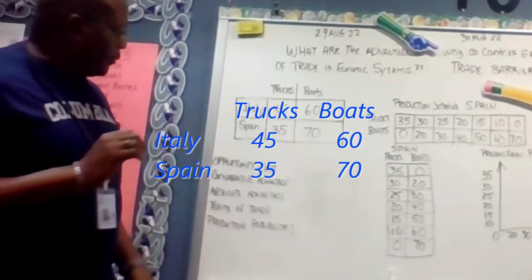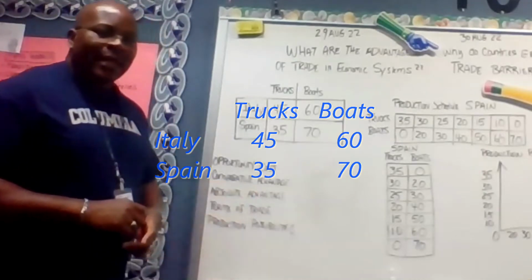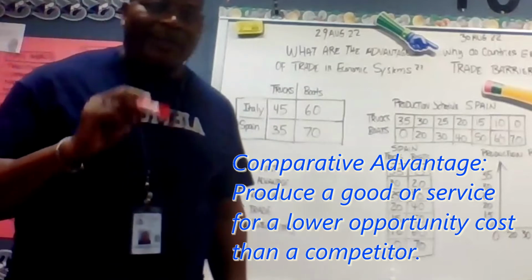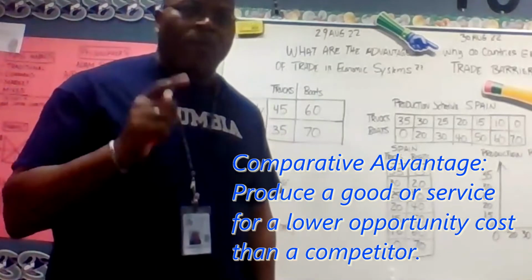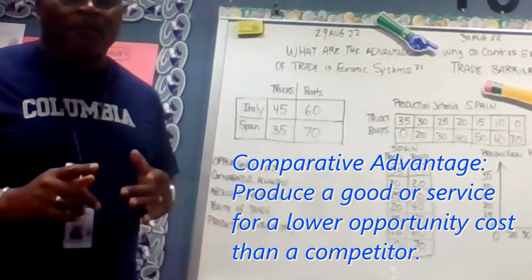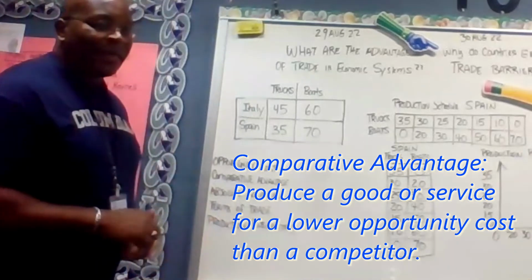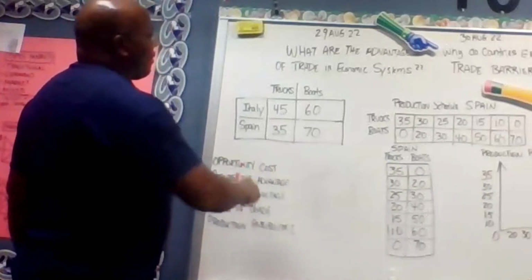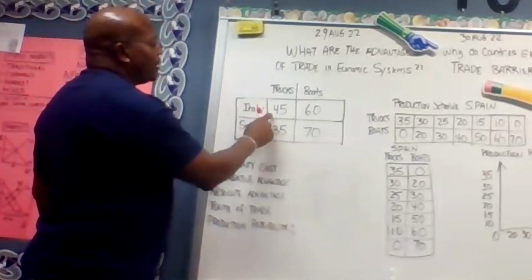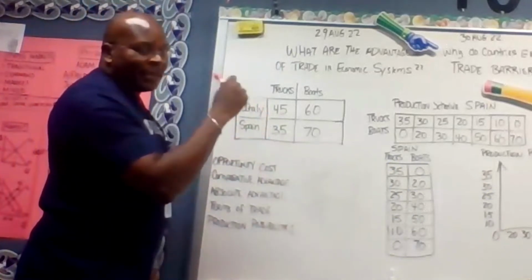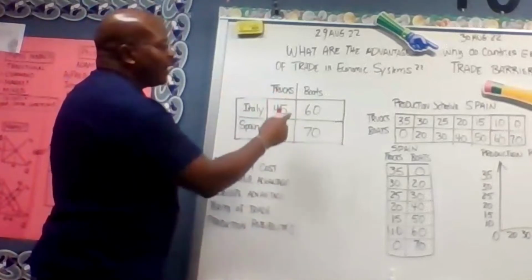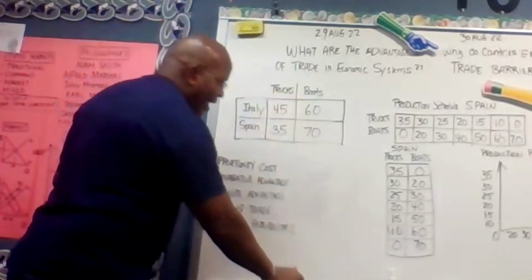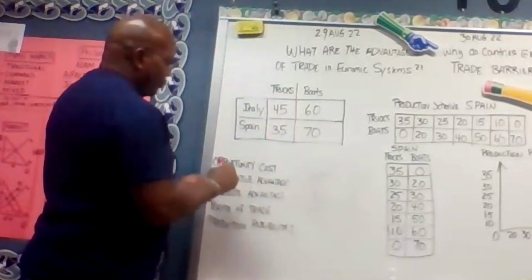Now, when it comes to comparative advantage, that's who can make that resource with the least amount of resources, or more efficiently. Who can make the product more efficiently? To do that, we need to calculate per unit cost for each item. If I want to know how much Italy takes to make these trucks, I got to divide by the other option they could have had, which is the boats. To do that, put the 60 above the 45, take out your calculator.